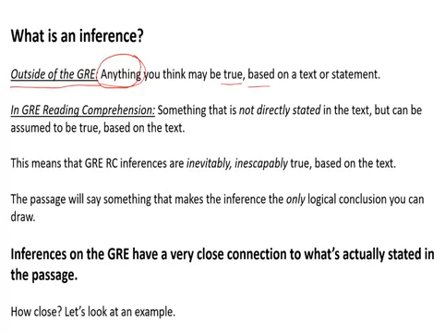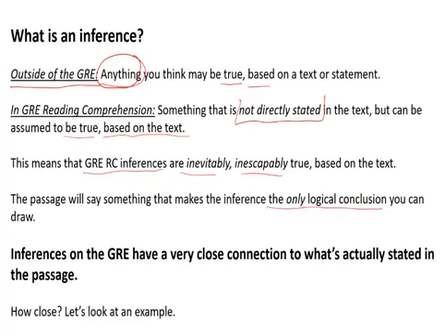So, in GRE reading comprehension, when you're asked to identify the inference among answer choices, an inference is something that is not directly stated in the text. So an inference will never simply be a restatement of something in the text. At the same time, although an inference isn't directly stated in a GRE RC passage, an inference can be assumed to be true based on the text. But we can take it further than that. GRE inferences aren't just kind of half presumed to be true. No, GRE inferences are inevitably, inescapably true. They are the only logical conclusion you can draw based on the facts that are stated in the passage.